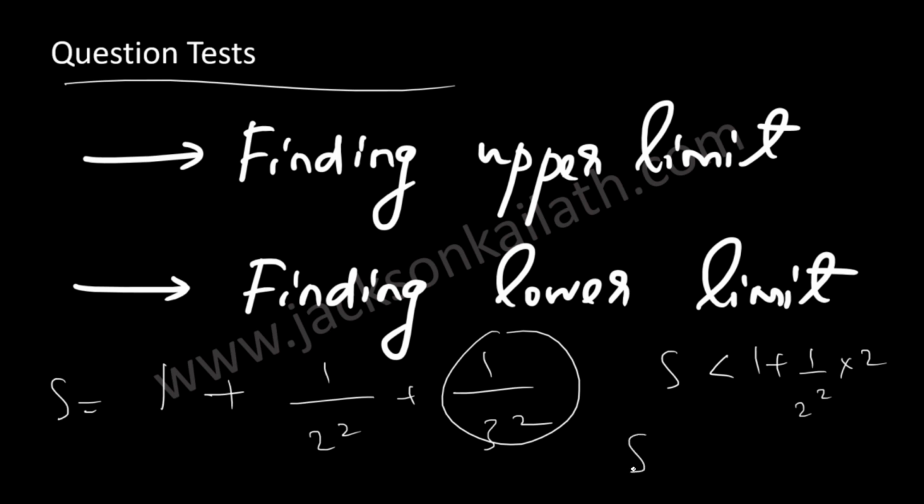Now if you want to find that s is greater than something, then what would you do? You could have replaced this with this value over here. So I can say s is greater than 1 plus 1 by 3 square into 2, by replacing this value with 1 by 3 square. So I'm doing the same thing in the opposite direction.